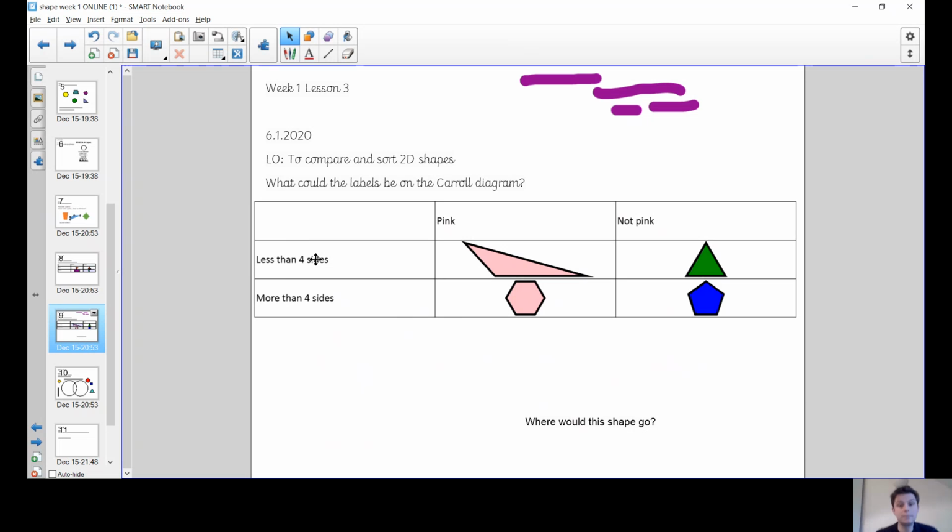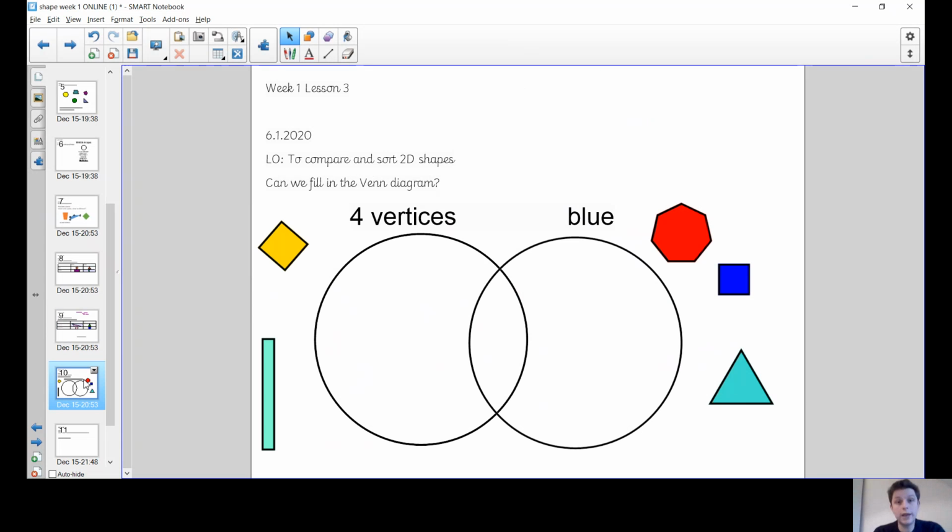So the Carroll diagram is one way we can sort shapes. And you'll need to be able to read the Carroll diagram and make your own Carroll diagram in your independent task, which we will have a look at in just a moment. The other way to sort things, or one other way to sort things, is a Venn diagram. We've looked at a Carroll diagram. This is a Venn diagram.